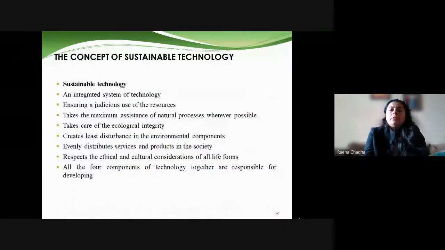So the concept of sustainable technology, I'm sure you can appreciate this concept now, considering whatever we have discussed so far. It should be an integrated system of technology. Judicious use of resources should be there. Ecological integrity should be there. Maximum assistance of natural processes should be taken care of. Then ethical and cultural considerations should be taken care of.